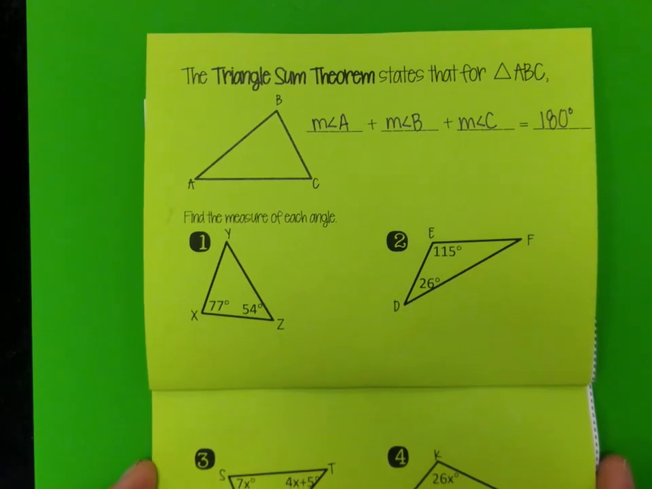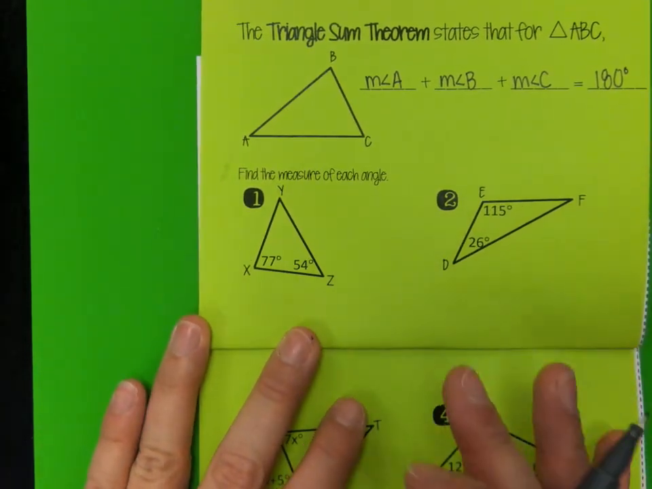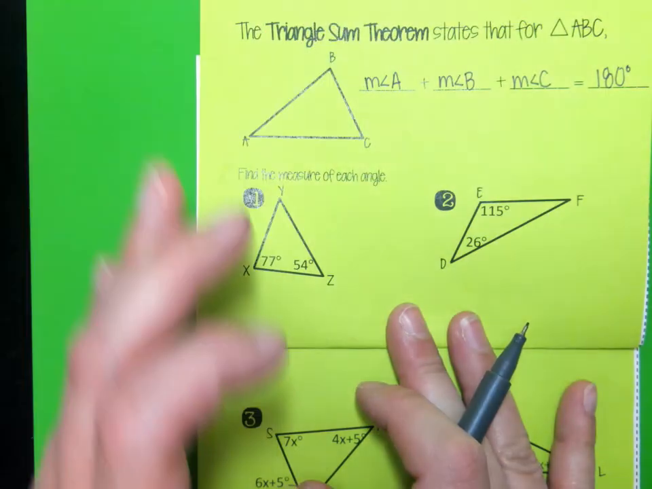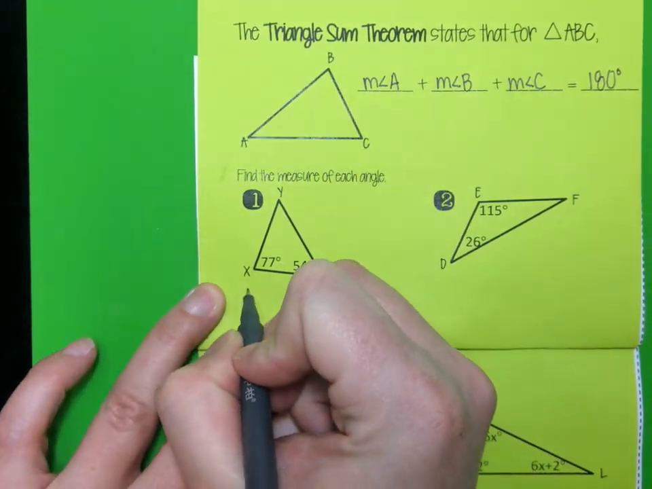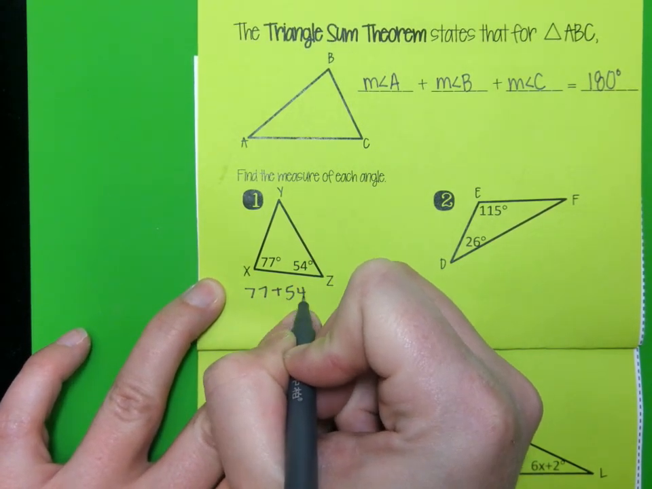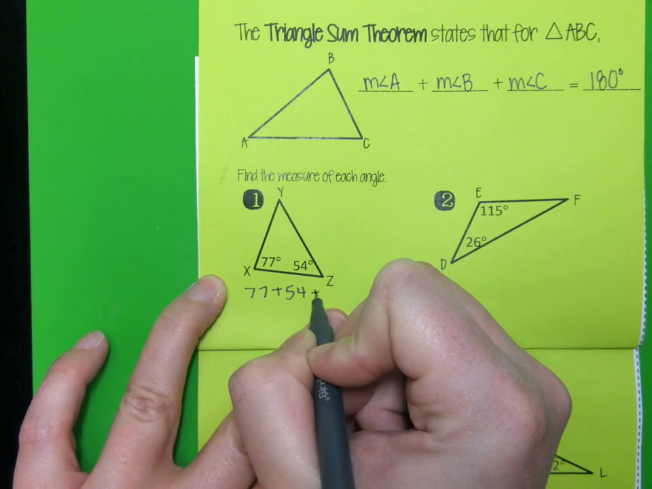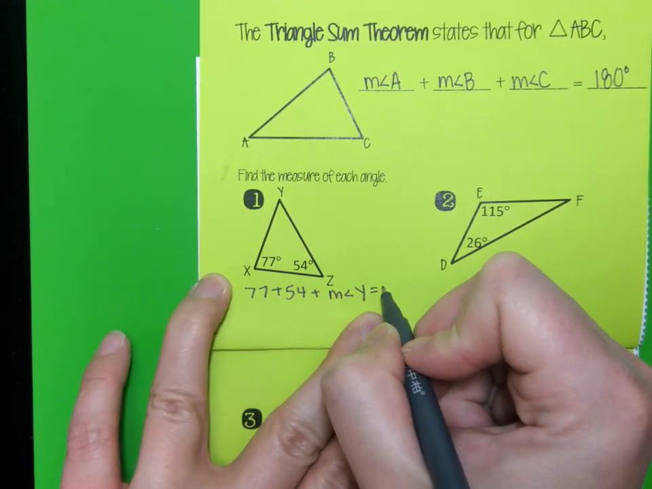So what we're going to do is look at number 1, and we're going to set it up kind of formally. You don't necessarily have to every time you do it, but I think it's helpful right now. So you're going to say that 77, which is the measure of angle X, plus 54, which is the measure of angle Z, plus the measure of angle Y is going to be equal to 180 degrees.